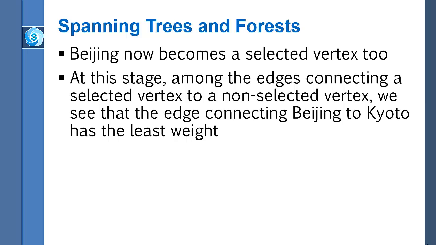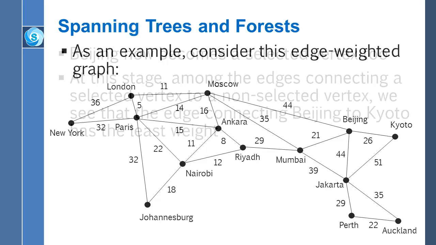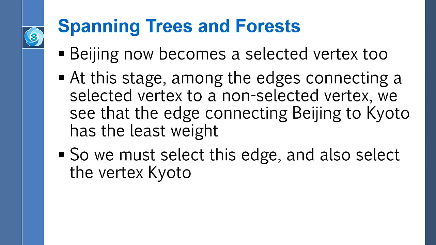And now we just iterate that same process. We're looking for an edge that will connect our subgraph to something that's outside of our subgraph. Our subgraph consists of Beijing and Mumbai and the edge between them. And as we look around for edges, we find that there's an edge that connects Beijing to Kyoto, and it has the least possible weight among all the edges that will connect our little subgraph to a vertex outside of it. So we select that edge.